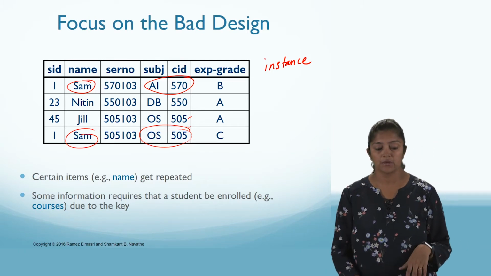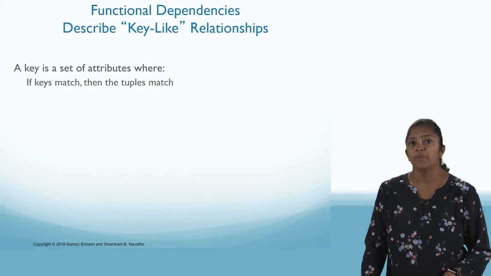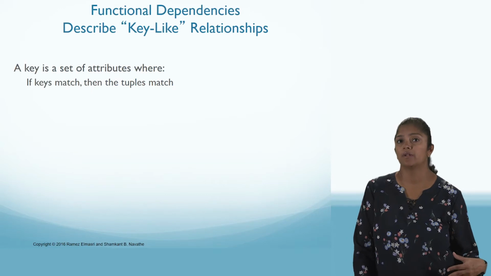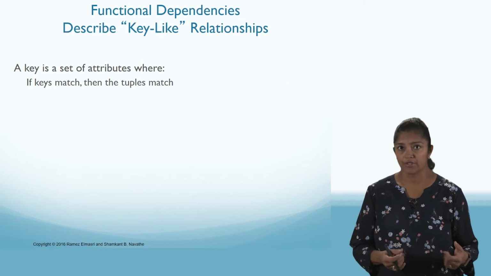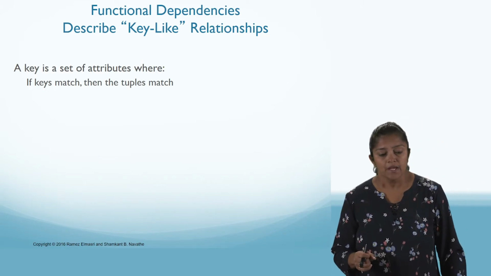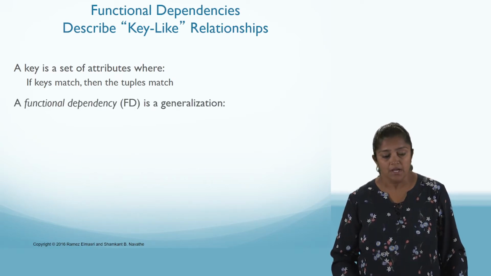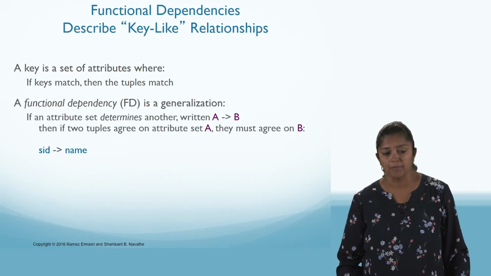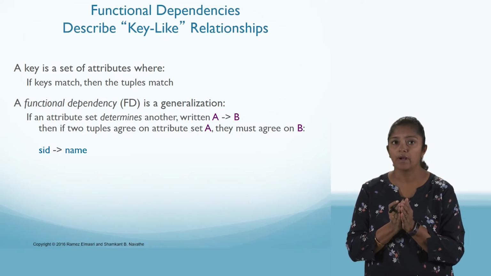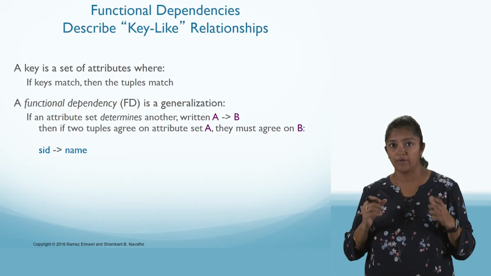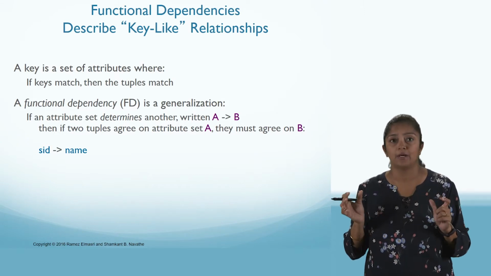These are the kinds of things that we want to avoid, and that's the reason we want to go through schema refinement. In order to do schema refinement, we're heavily going to rely on keys and what are called functional dependencies. We'll look at functional dependencies in detail in this video. Functional dependencies are key-like relationships. A key is basically a set of attributes, and what we know already is that if there are multiple tuples where the keys match, then we know that the entire tuples must match.